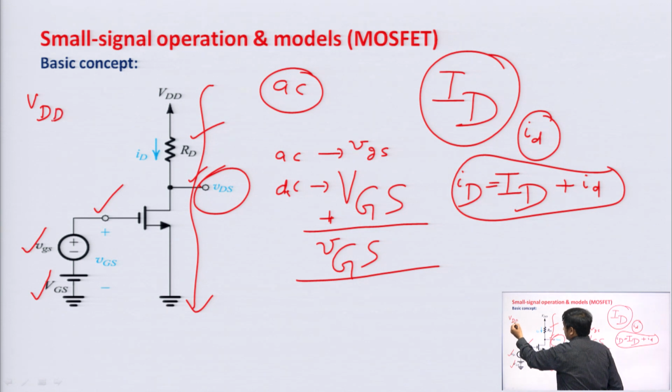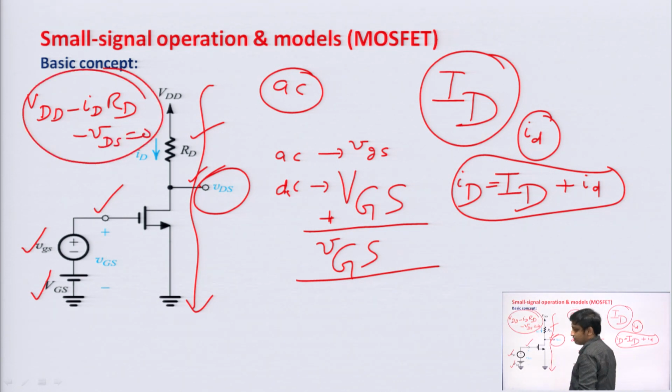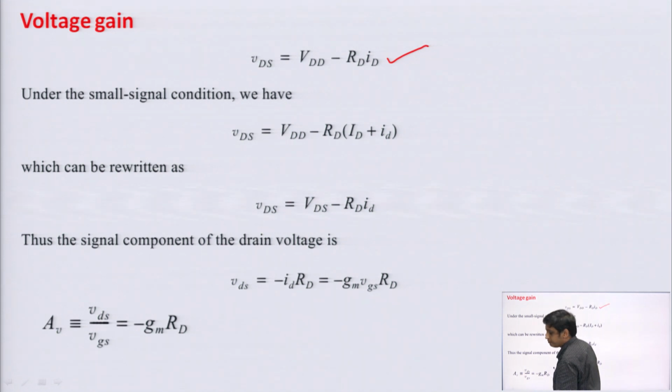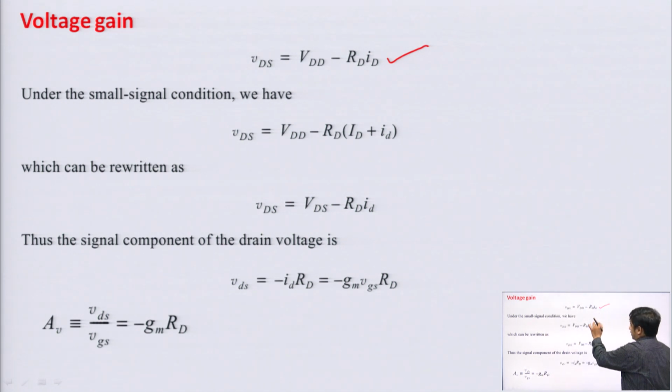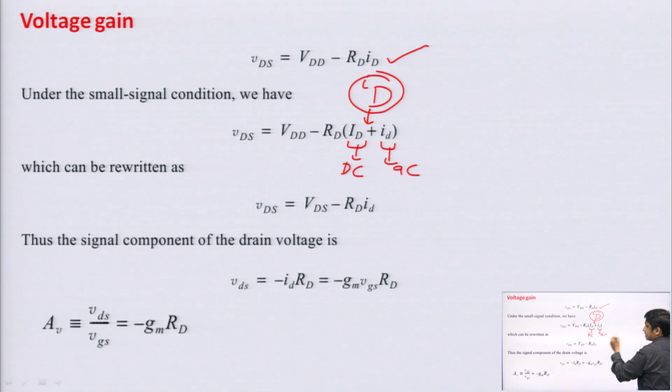It will be VDD minus ID RD minus VDS is equal to 0. So, from here we can write this equation, and this small i capital D is the total drain current. It is the summation of the drain current due to the DC and due to AC. This is your DC component, this is your AC component.